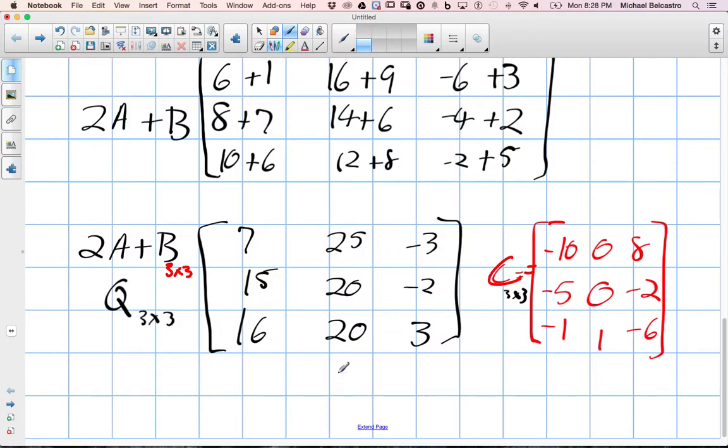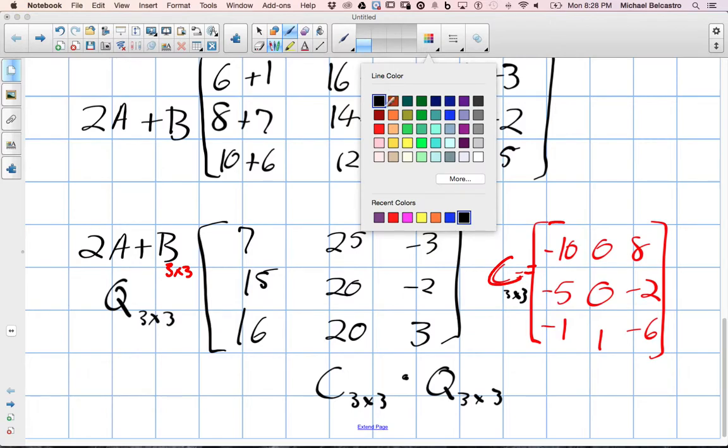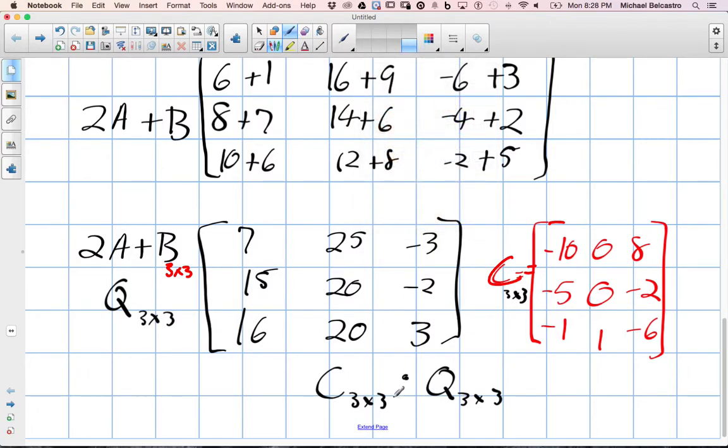So we have to make sure that our C, which is a 3 by 3, is going to be multiplied by Q, which is a 3 by 3. We have to make sure that what they call the inner numbers, the number of columns in the first matrix, has to equal the number of rows in the second matrix. So if those two are equal, which they happen to be, then we can multiply them.